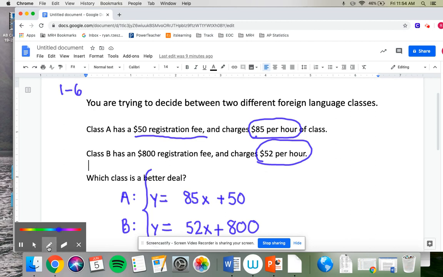These graphs intersect at about 22.7. It was 1981.81. That's my intersection point.